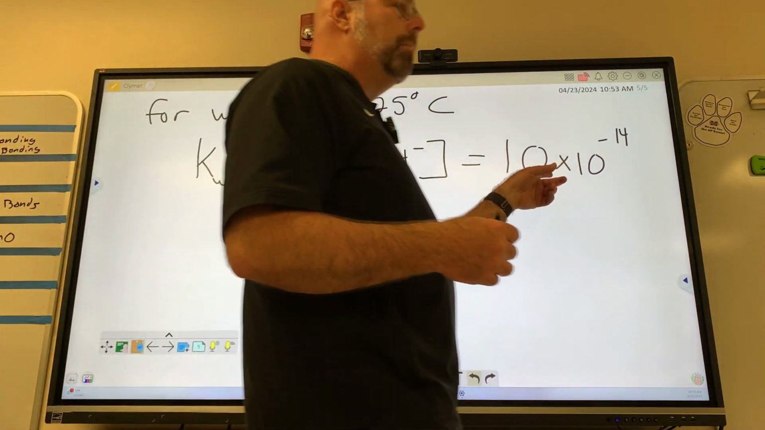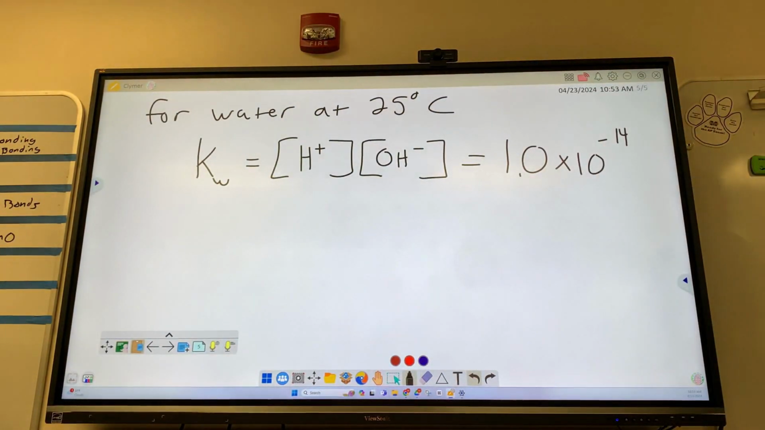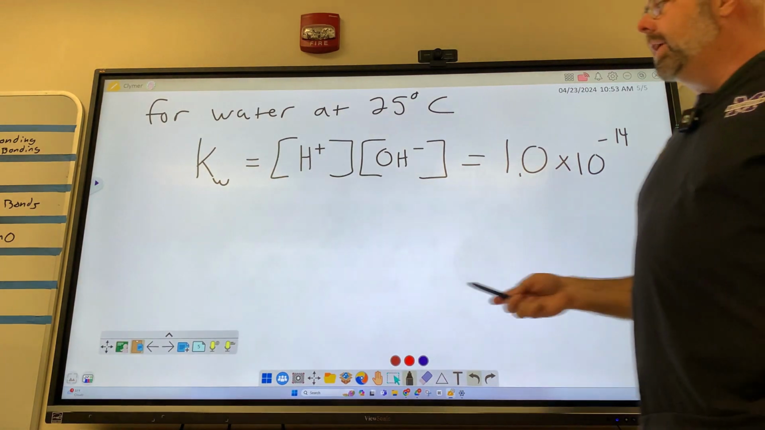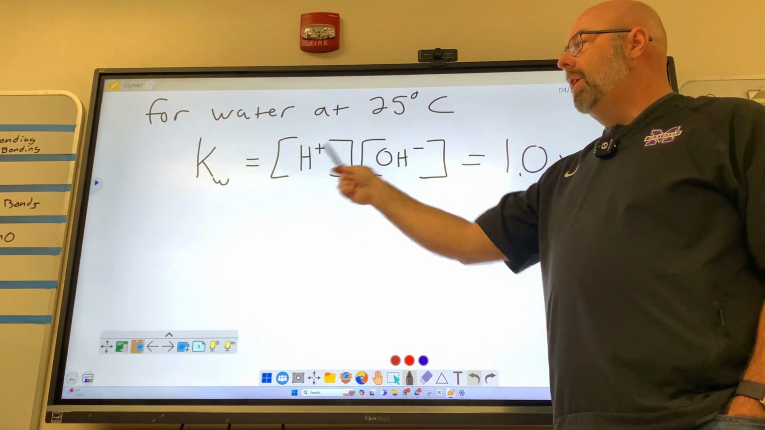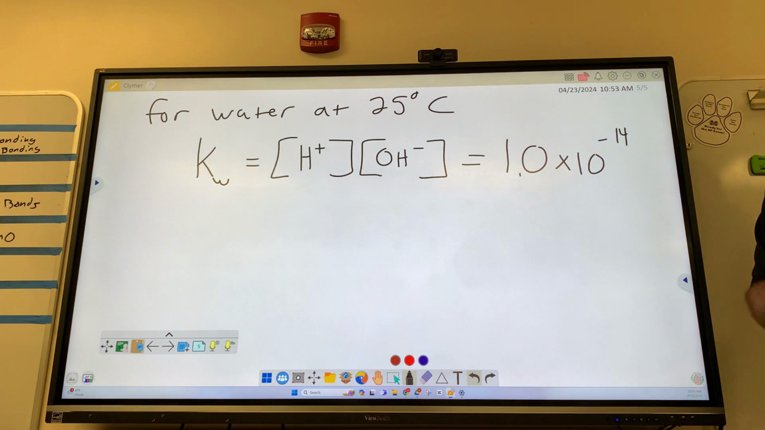Is this a big number or a small number? Small number. Okay? These are generally small numbers that we're talking about. It does not take a lot of H pluses and OH minuses to make up acids and bases. So the way this works, you multiply the molarity of each together, and you end up with 1.0 times 10 to the negative 14th.